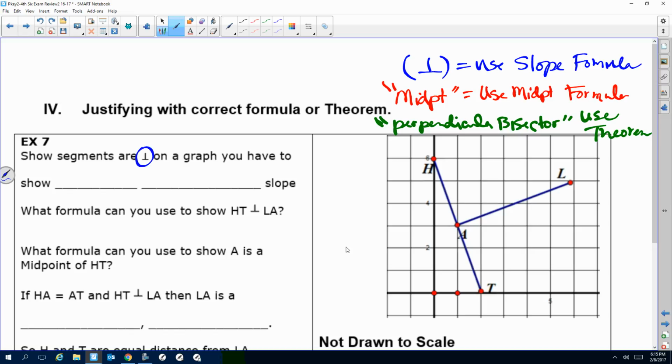On a graph, if it's perpendicular, we have to show opposite, and I'm abbreviating, reciprocal slopes. Now, I shouldn't abbreviate, so. What formula can we use to show that you have perpendicular? That is the slope formula.